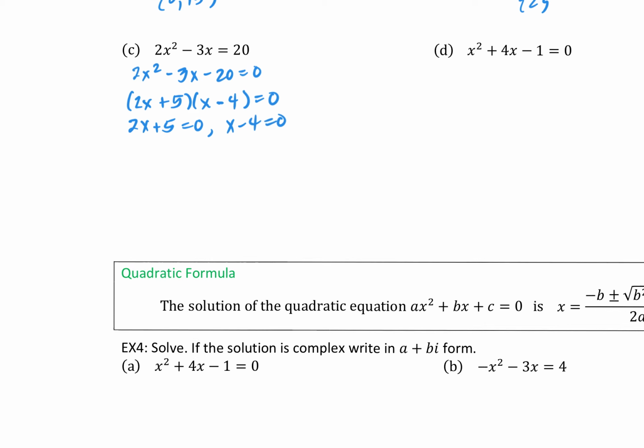Now if I subtract 5 and divide by 2, I get x is equal to negative 5 over 2, and then x is equal to 4, which would be my two solutions. And these are two real number solutions. In a solution set, we have negative 5 halves, comma 4.